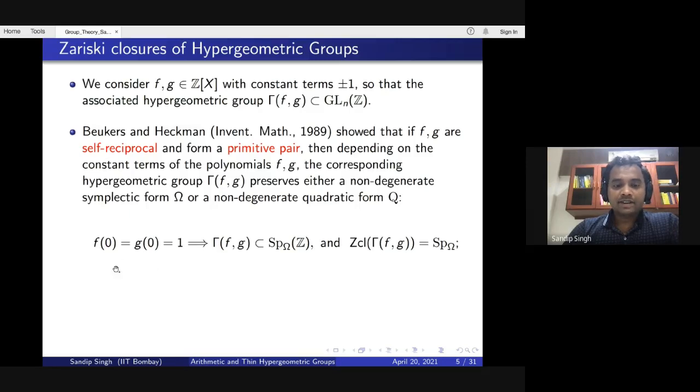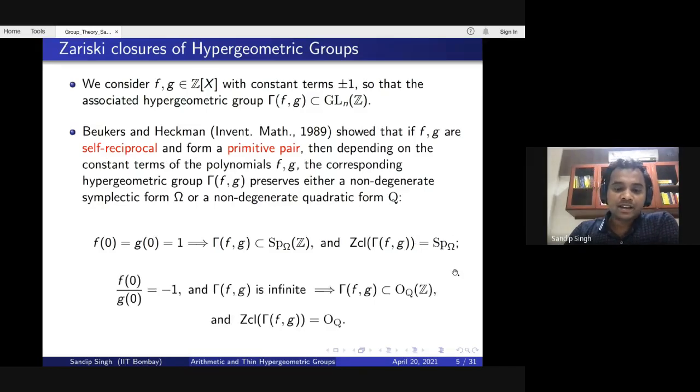The condition is that whenever f0 is equal to g0 is equal to 1, then gamma f,g is actually inside Sp(omega, Z), and the Zariski closure of gamma f,g is that symplectic group of the form omega. And if f0 by g0 is minus 1 and gamma f,g is infinite, then gamma f,g sits inside the integral points of the orthogonal group of that quadratic form Q.